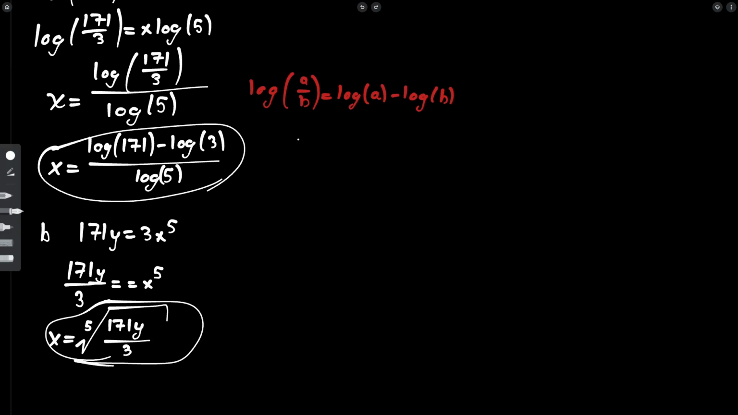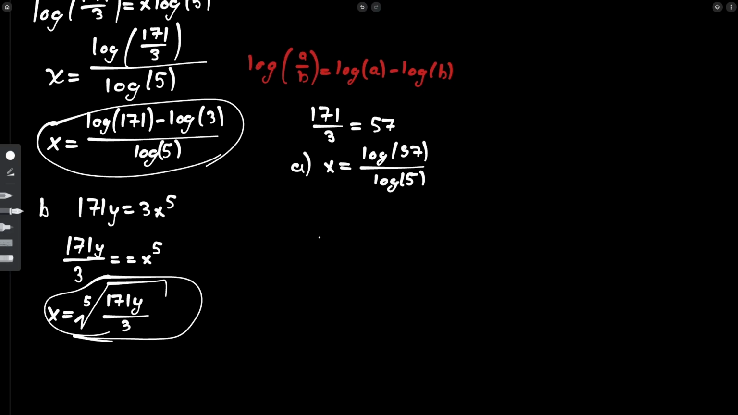Quick little note, I noticed this after solving. 171 divided by 3 is actually 57. So for part A, you could rewrite this answer as x equals the log of 57 over the log of 5. And for part B, you could rewrite the answer as x equals the fifth root of 57y. This was also a possibility.